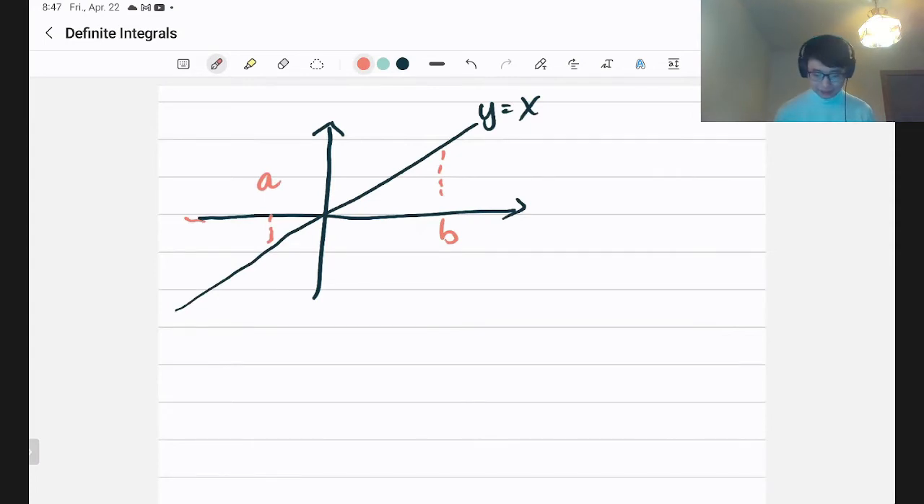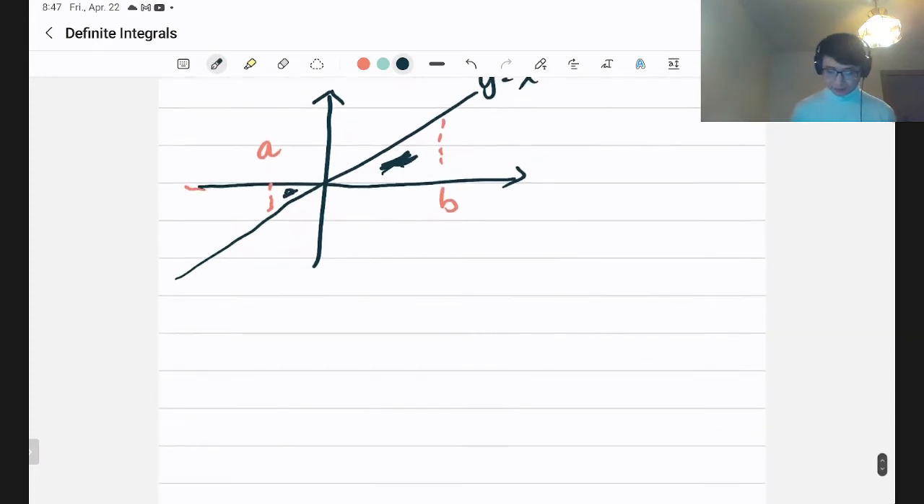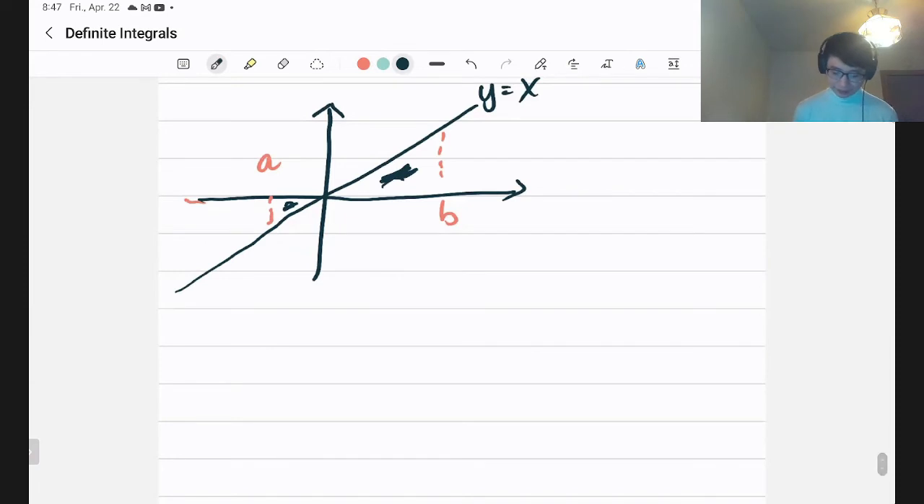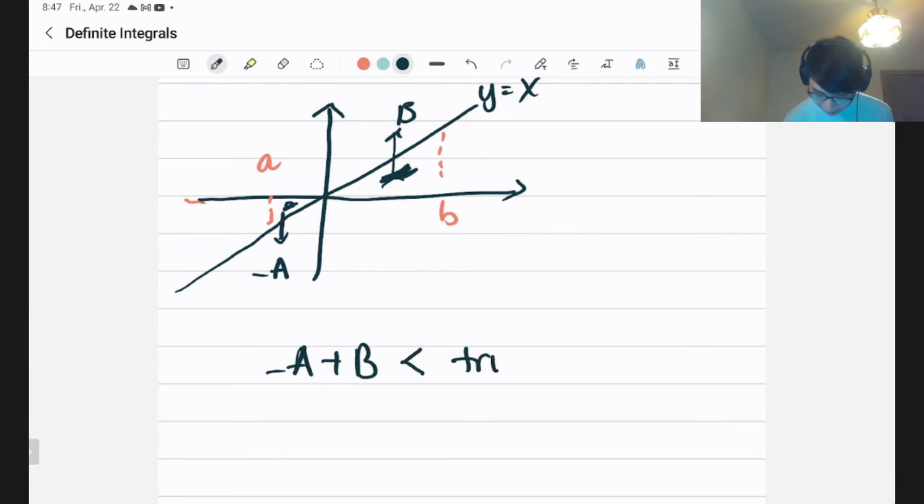Now we clearly see the area in A is much less than the area in B. Since this area is on the negative side, let's call it negative A, and this bigger area here, let's call it the area B, capital B. Now, if I add them together, negative A plus positive B, it is less than the true area, even though the area is positive.